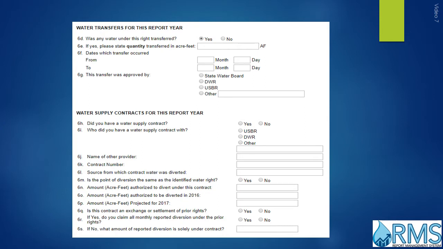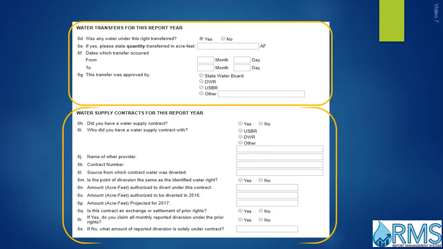Water right holders who have transferred water during the report year should enter the transfer information in the top section of this screen. For water transfers, please report the quantity of water transferred in acre-feet, the dates when the transfer occurred, and the agency that approved the transfer. The lower portion of this page is to report water obtained via water supply contracts during the reporting year.